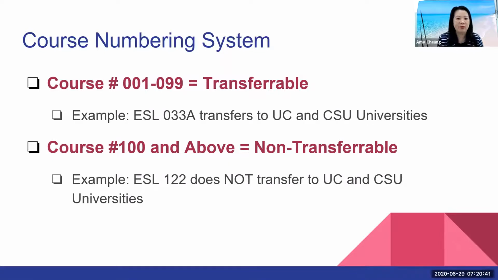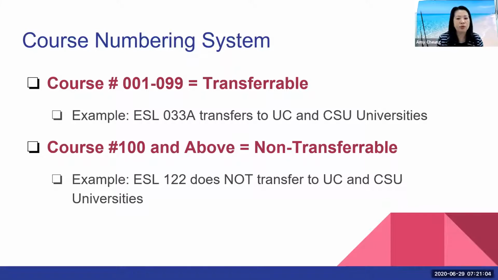So for example, let's say you tested into level 4. In this case, level 4 is ESL 33A. It is transferable because 33 is between 1 and 99. So anything that's between 1 and 99 means it's going to count towards graduation and transfer.